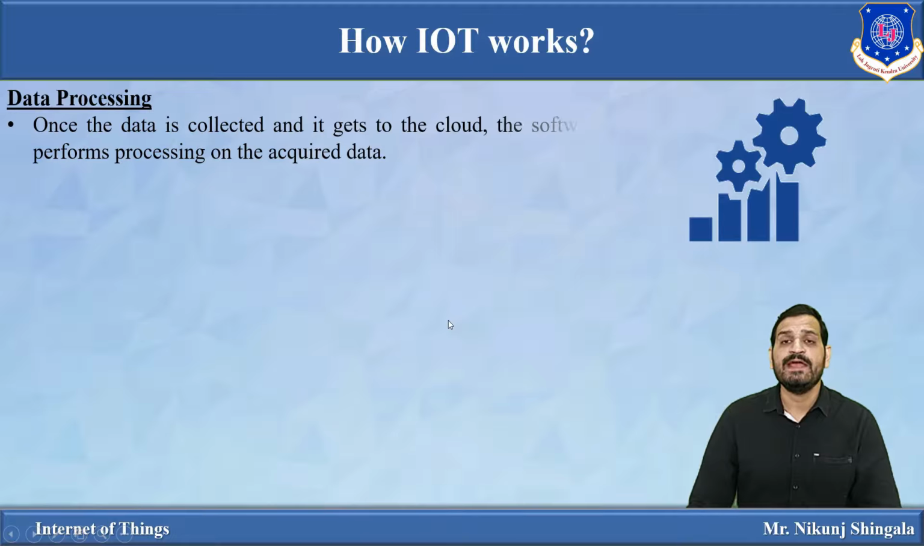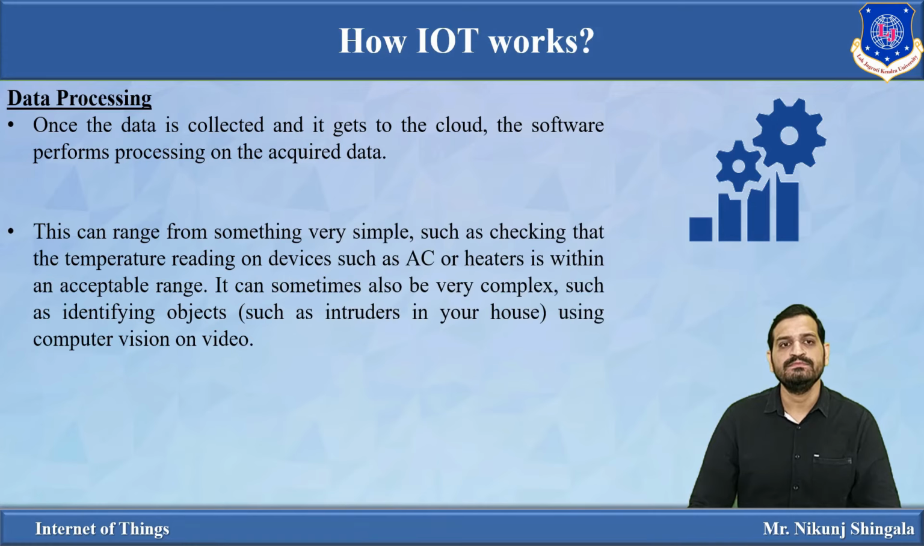Next one, data processing. That comes on the cloud. Once the data is collected, it gets to the cloud. Software and certain algorithms perform the processing on the acquired data. This can range from something very simple, such as checking whether the temperature readings are within the limits. So the temperature reading of an AC or heater is within the limits or not. If it is not within the limit, then it will give some alarm signal.